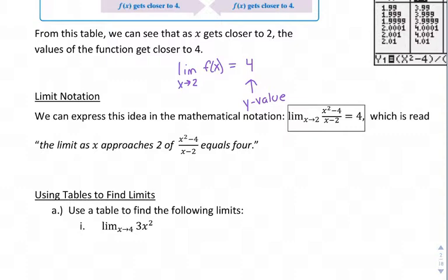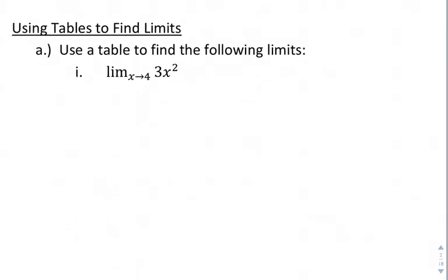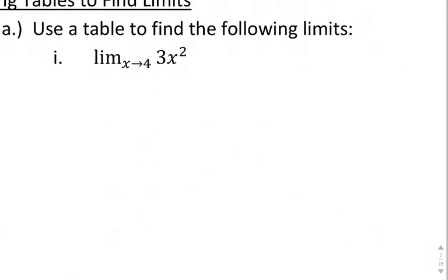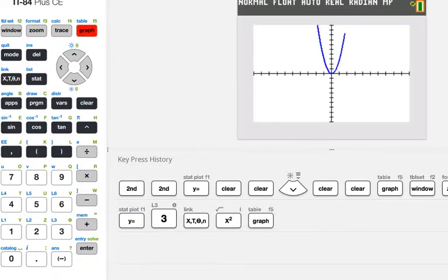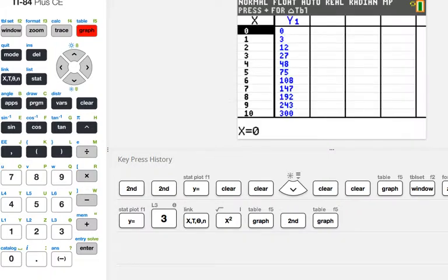So what we're going to do is practice using a table to find those limits. I see it says the limit as x approaches 4 of 3x squared. So I'm going to hop on my calculator and type in 3x squared, and hit graph. It says as x approaches 4, so I'm actually going to look at the table. Now as I approach 4, I see that at 3 it's 27 and at 5 it's 75. However, I can't use that exact value of 4. I have to see how close it is.